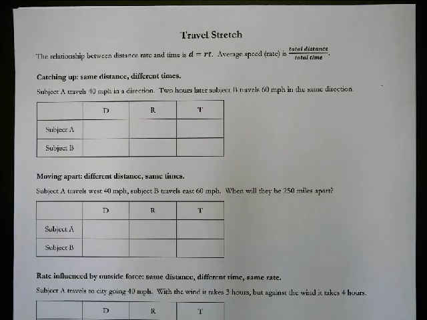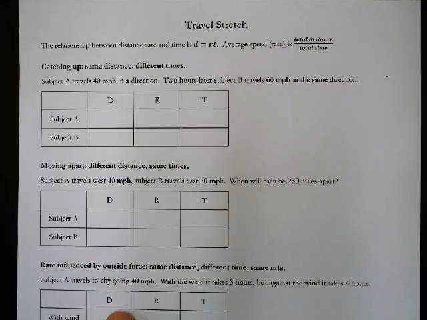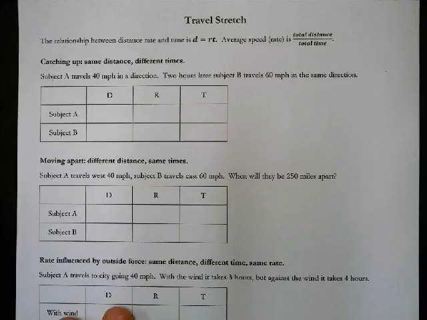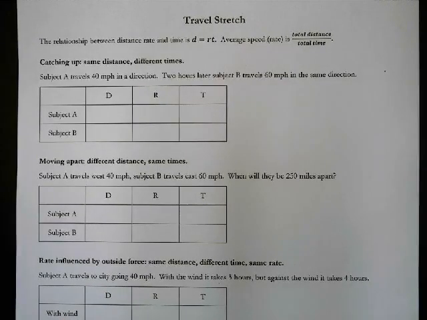All right. So the three problems that I want to look at today are different riffs of the same type of thing. The first one is problems where we're catching up. Like one person leaves and the other person tries to catch up to them. Okay, so subject A is going to travel 40 miles per hour in a direction. And then 2 hours later, subject B is going to travel 60 miles per hour in the same direction.